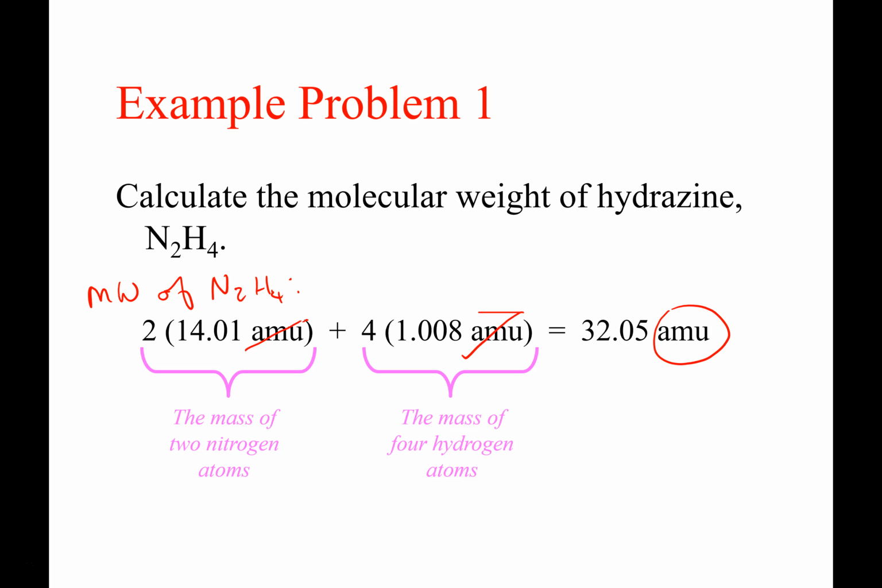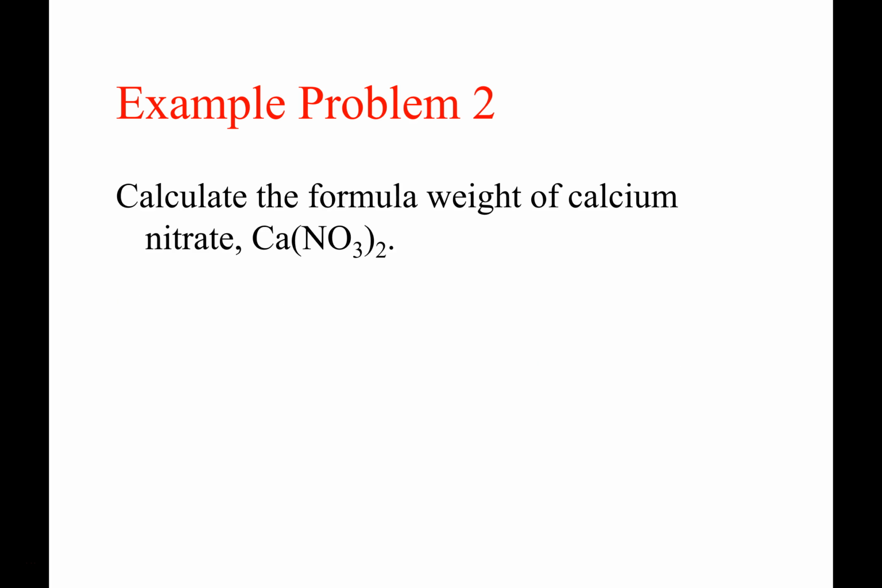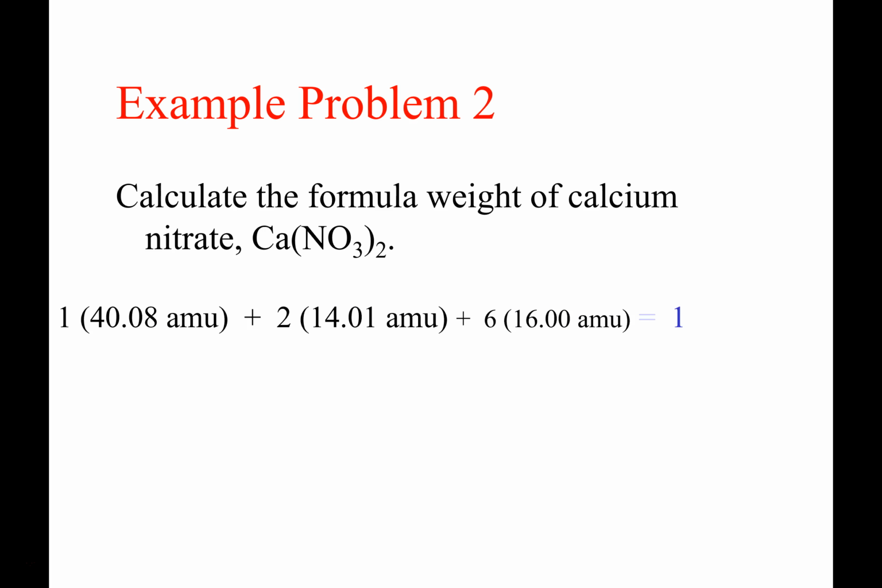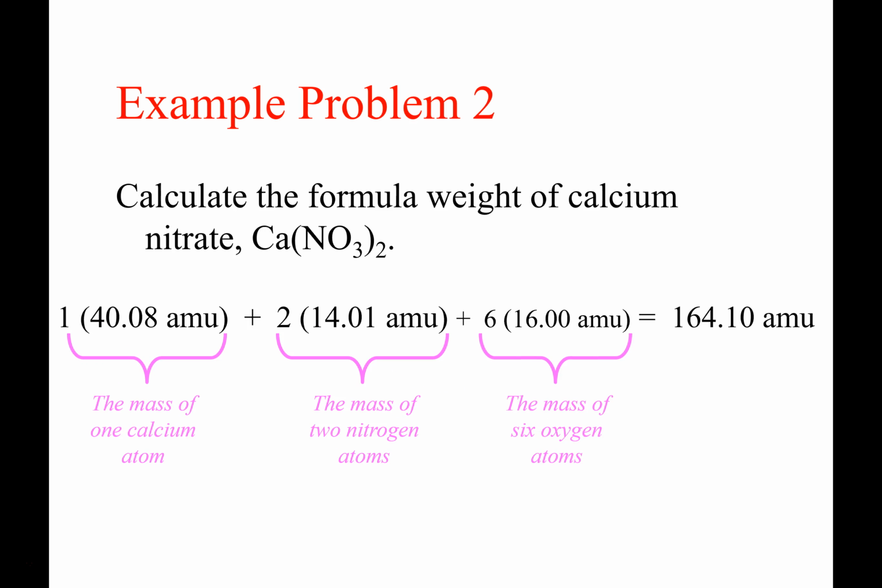So that's for the molecular weight. Let's do a formula weight. Calcium nitrate. How many nitrogen atoms do I need to account for here? 2. How many oxygen atoms? 6. Exactly. So here we go. 1 times 40.08 plus 2 times 14.01 plus 6 times 16.00.